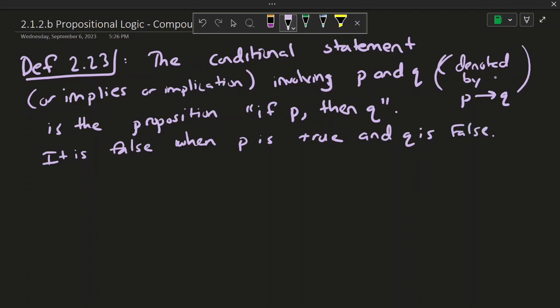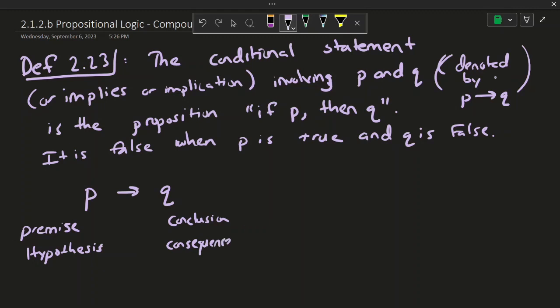Okay, so let's really break that down. We have if P, then Q. P is often called the premise or the hypothesis, and Q is often called the conclusion or the consequence. I like the terms hypothesis and conclusion, but books and lectures may differ.